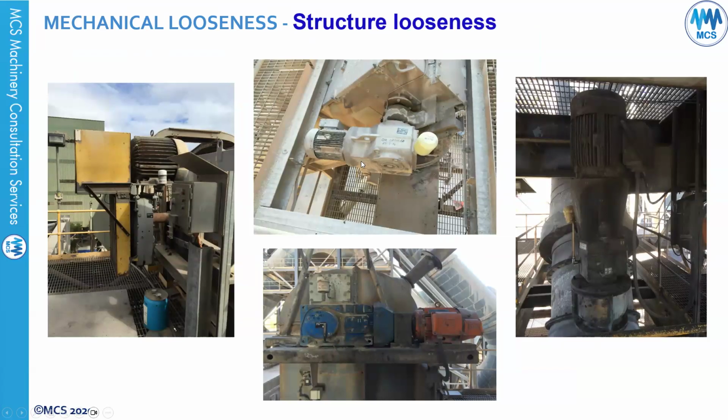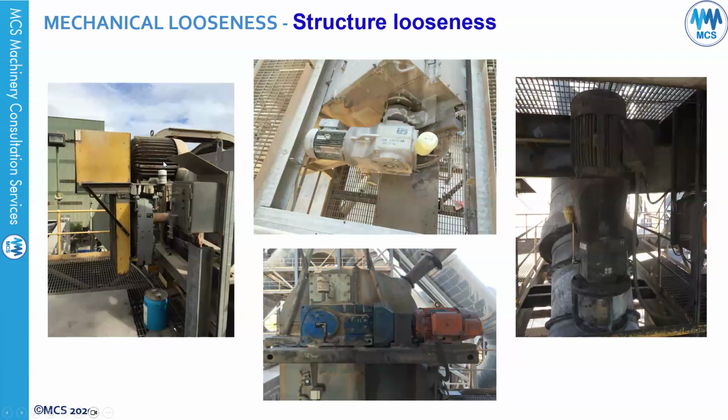For structural looseness, as you can see here, this gearbox is driven by the motor. And also, as you can see here, it's fixed from this structure, so you can have structural looseness. This motor is hanging off the gearbox, so you will have structural looseness. This vertical motor as well, you'll have high vibration on the non-drive end. So these are all examples of how structural looseness will look.